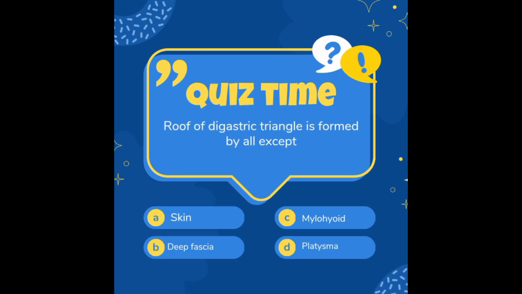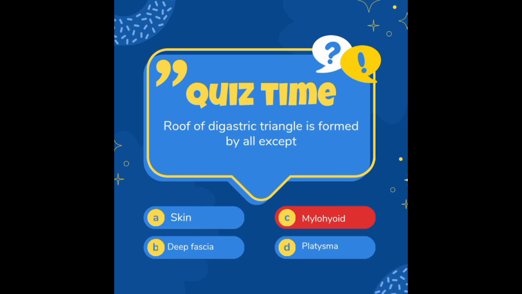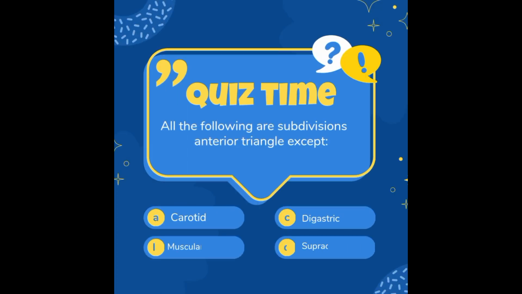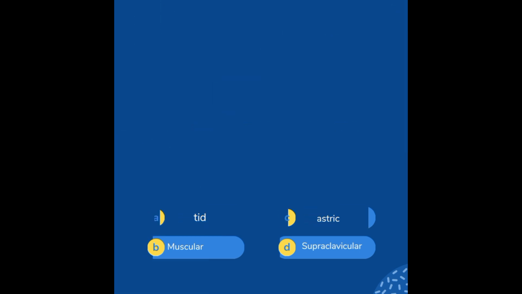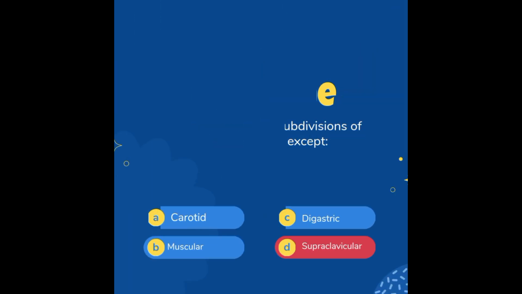Roof of the digastric triangle is formed by all except: skin, deep fascia, platysma, mylohyoid. So the answer is mylohyoid. Mylohyoid forms the floor, not the roof. Roof is formed by deep fascia, skin, and platysma. Your next question: all of the following are subdivisions of the anterior triangle except carotid, digastric, muscular, supraclavicular. It's a straight answer, supraclavicular, because supraclavicular is part of the posterior triangle.